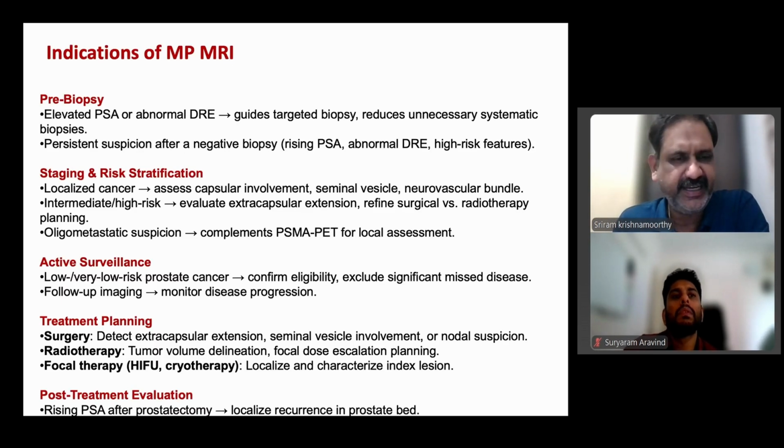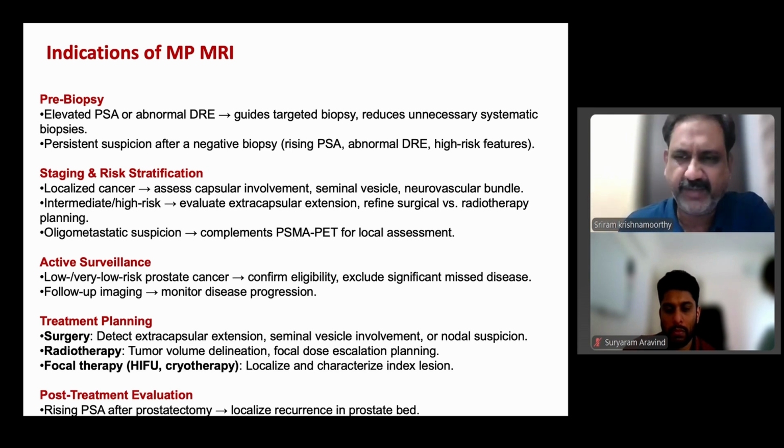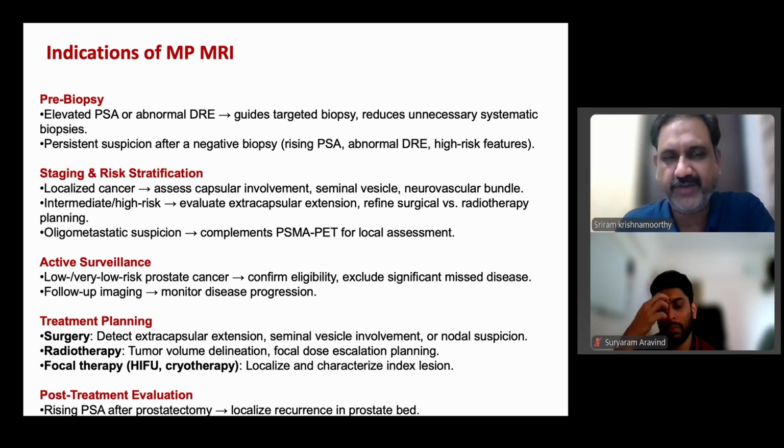Okay, and then the indications for MPMRI. The indications are many. See, the general dictum is that if you believe in the concept of MPMRI before biopsy, you can do that. That is how it has become these days. But from an exam point of view, if they ask you, you cannot say this.